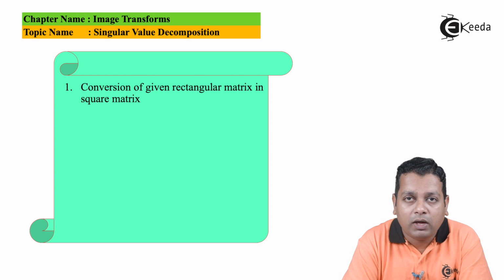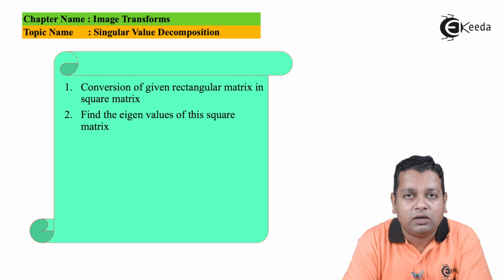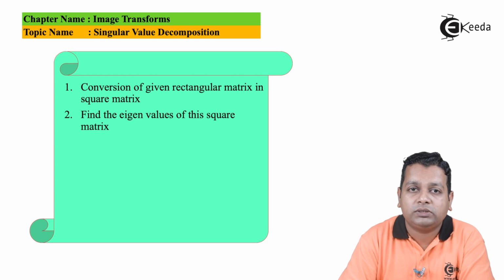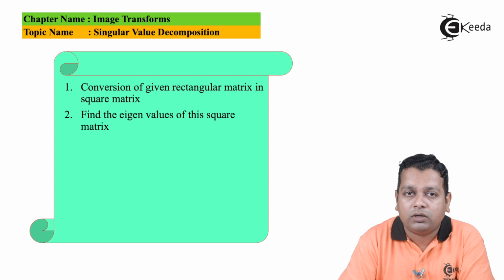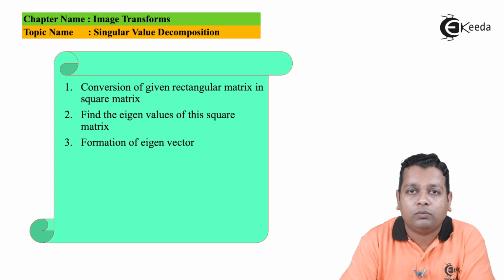Though singular value decomposition is extended from square matrices to rectangular matrices, the very first step will be to convert it into a square matrix. In that case, it will be multiplied by its transpose. So the 2 rows 3 columns matrix will be multiplied by the 3 rows 2 columns matrix, and the resultant will be of square dimension. The next step will be to find the eigenvalues of the square matrix. In engineering mathematics, you know how to find the eigenvalues.